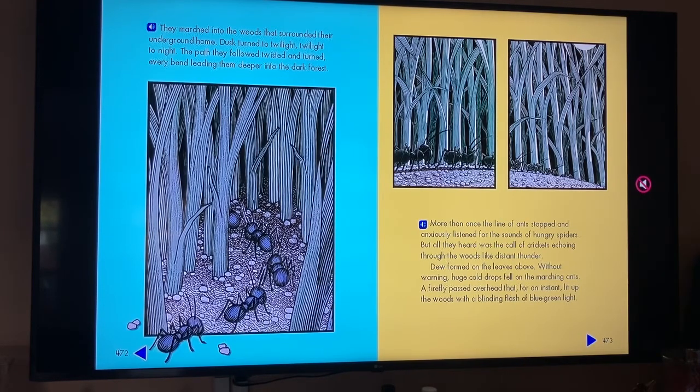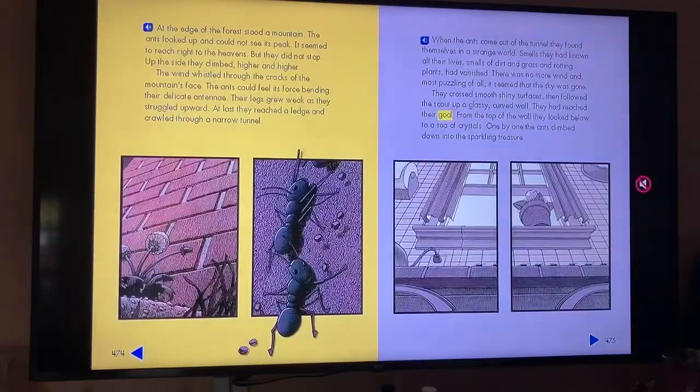More than once, the line of ants stopped and anxiously listened for the sounds of hungry spiders. But all they heard was the call of crickets echoing through the woods like distant thunder. Dew formed on the leaves above. Without warning, huge cold drops fell on the marching ants. A firefly passed overhead that, for an instant, lit up the woods with a blinding flash of blue-green light.